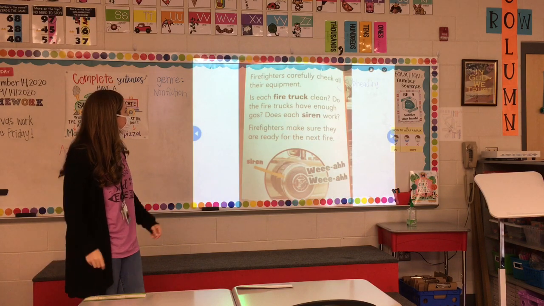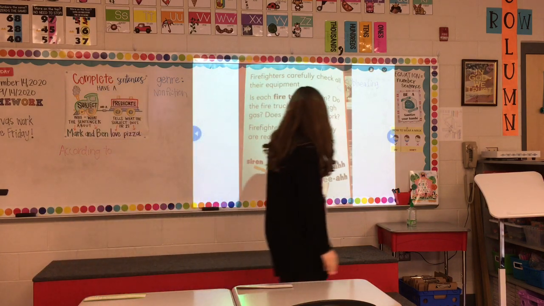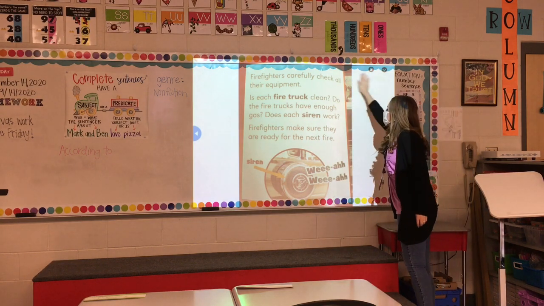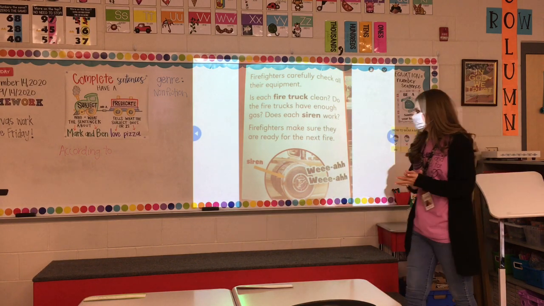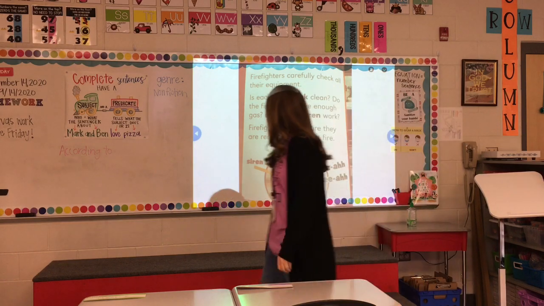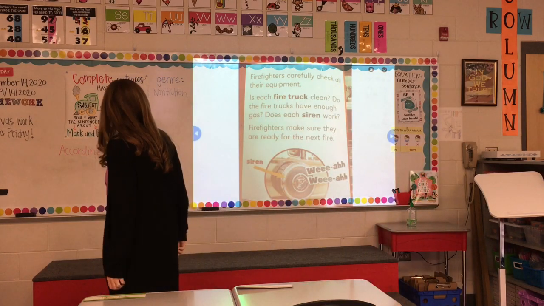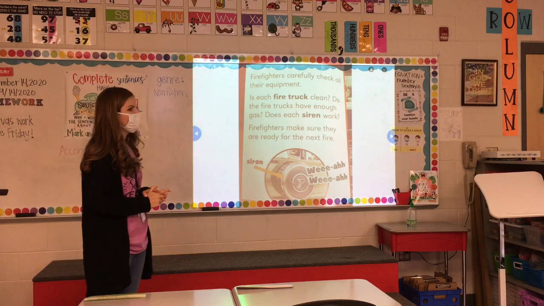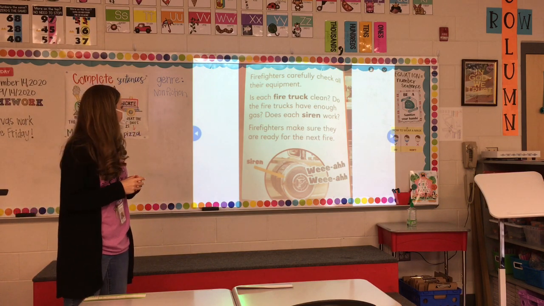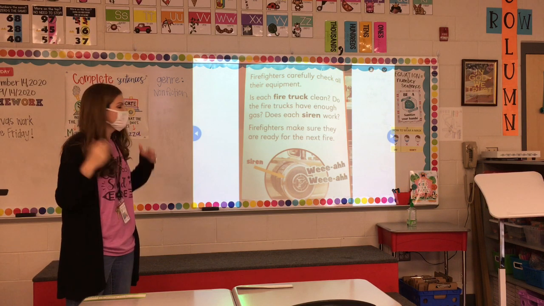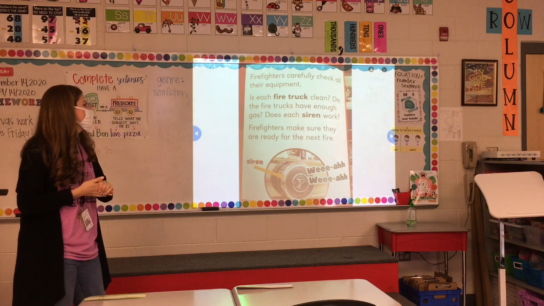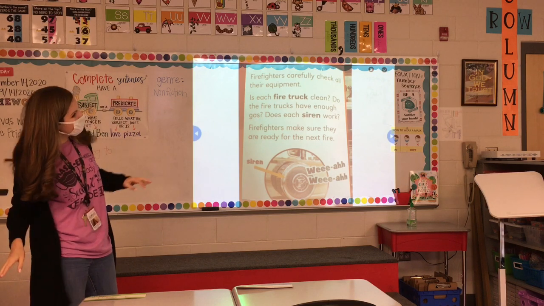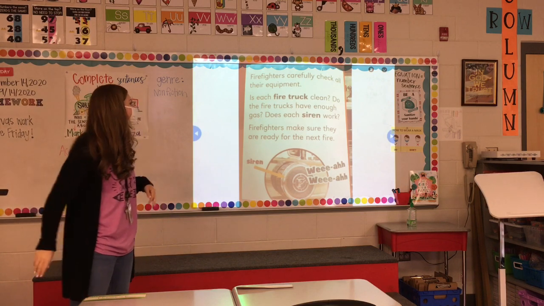Firefighters carefully check all their equipment. Is each fire truck clean? Do the fire trucks have enough gas? Does each siren work? Firefighters make sure they are ready for the next fire. And there's a picture of a what? Siren. The siren. Can everybody make the siren sound? Wee-yaw, wee-yaw, wee-yaw, wee-yaw. Very good.